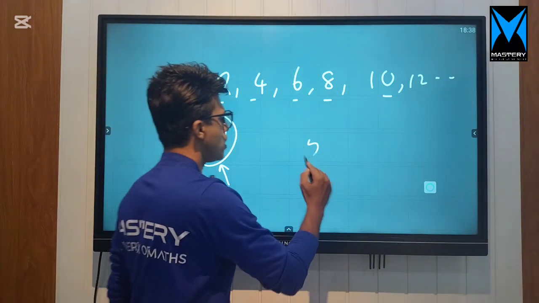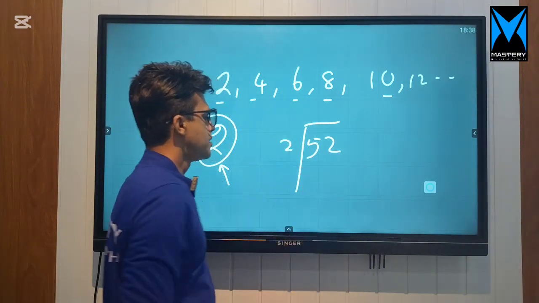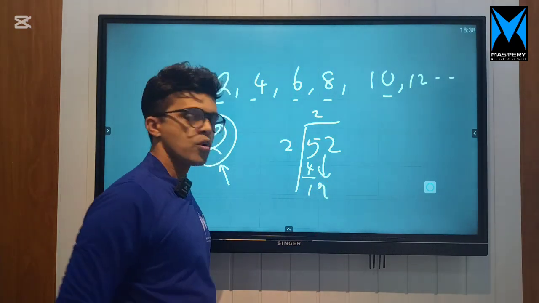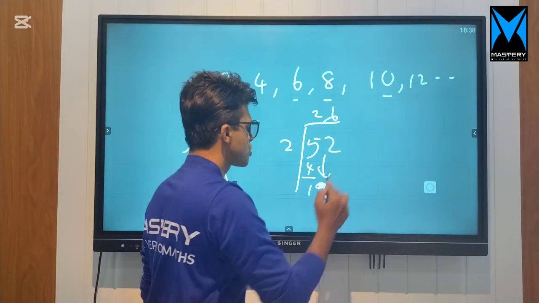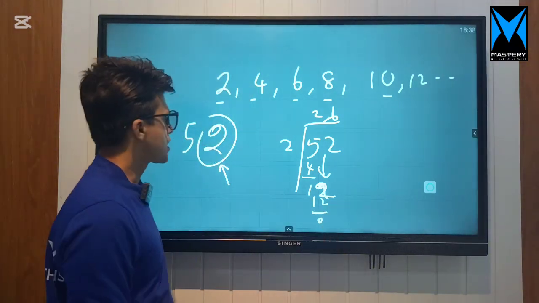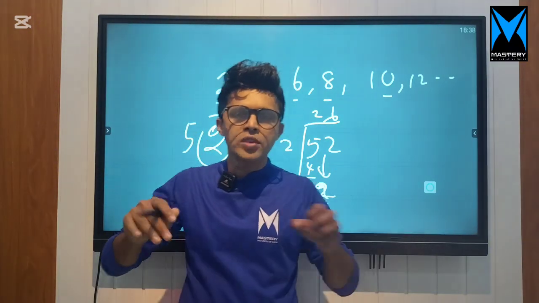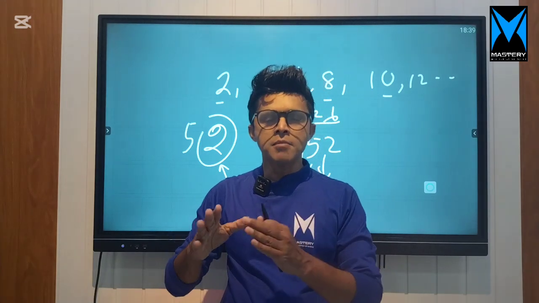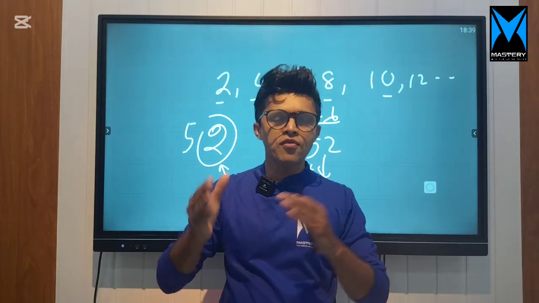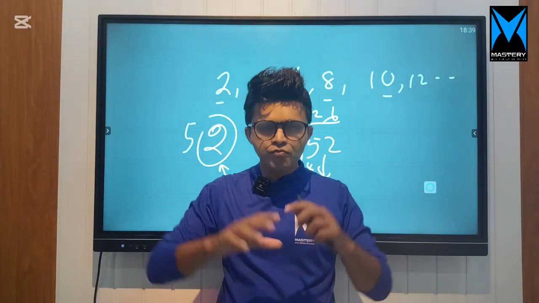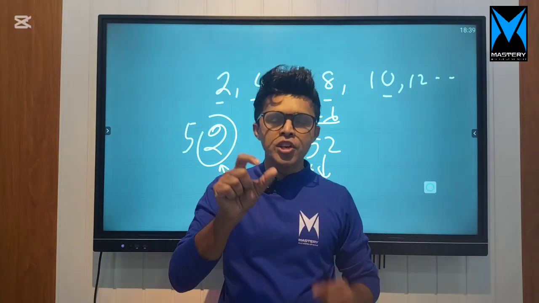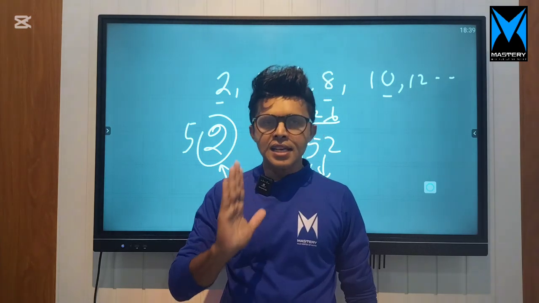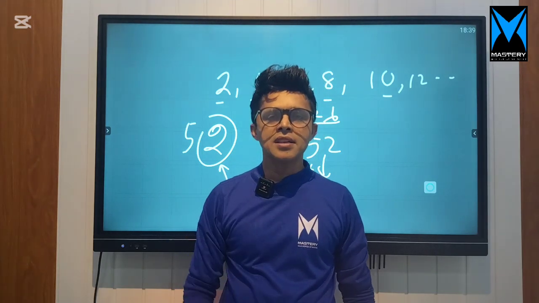So 52 over 2, let's divide. Then 5 upon 2, 2 times 4, 5 minus 4, 1, here 12. So 12 over 2 is 6, 2 times 6 is 12. So 26. So when you divide 52 by 2, you cannot find a remainder. So when it comes to any number, when you divide a certain number by 2, if you are unable to get a remainder, then that number can be considered as an even number.